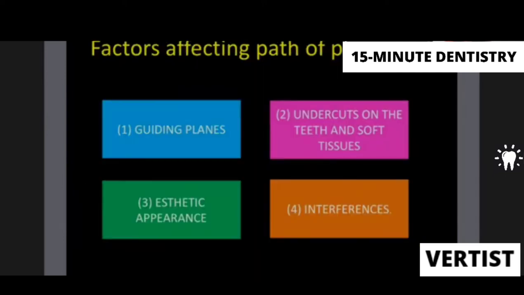Now, as I said, surveying is very important to determine your path of placement, and these are your 4 factors. That's your guide plane, your undercuts on the teeth and soft tissues, your aesthetics, and your interferences, which are going to affect your path of placement. Again, very important 4 factors, and you must know about these 4 factors. More detailing about them, please read and draw with diagrams.